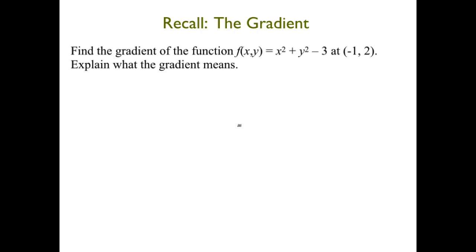So I want you to find the gradient of the function x squared plus y squared minus 3 at the point -1, 2. So find the gradient, remember how to find the gradient, and find its particular value at -1, 2.